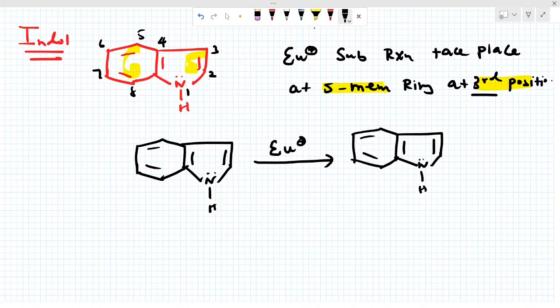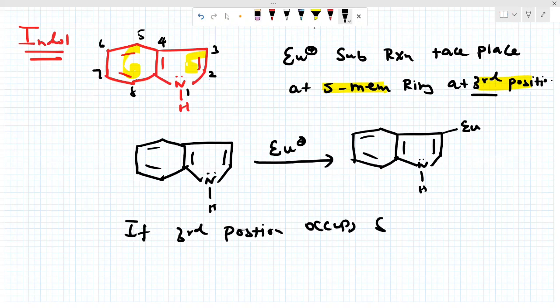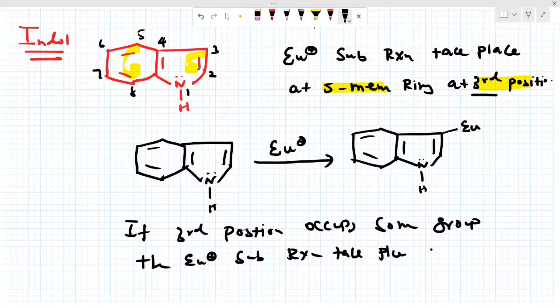Now what is the answer? You know, in pyrrole, where does the substitution take place? Second position. Please understand. But in the case of indole, it is the third position. This is a very important point, please understand. If the third position is occupied by some group, then the electrophilic substitution reaction takes place at the second position.